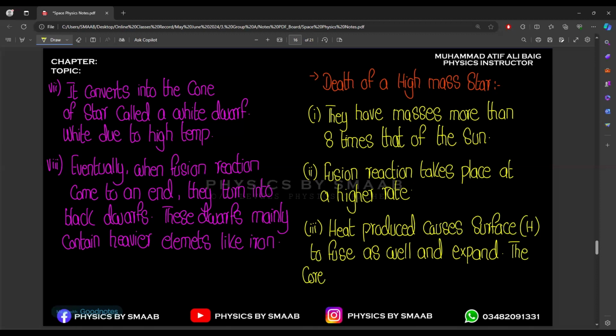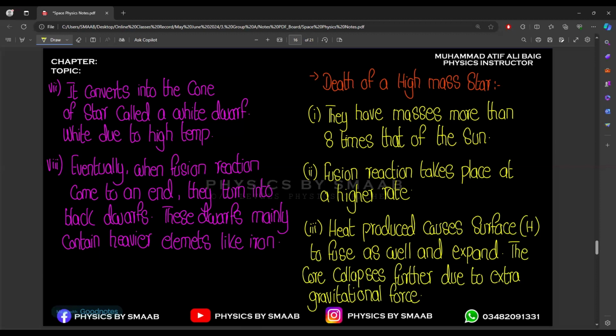So the core collapses further due to extra gravitational force. So these are the three stages for this concept.